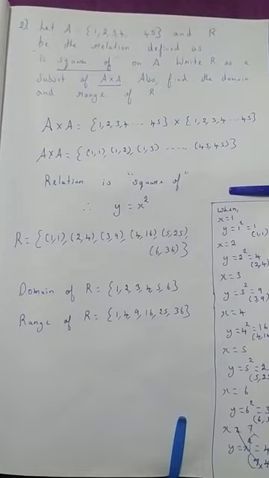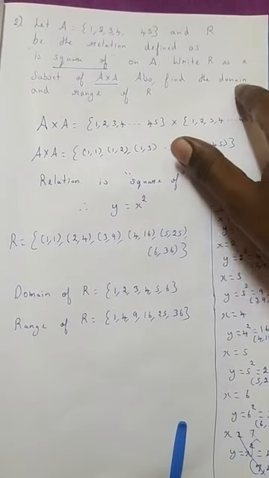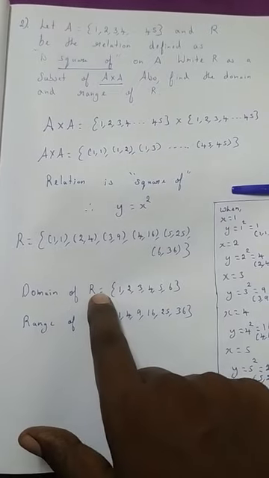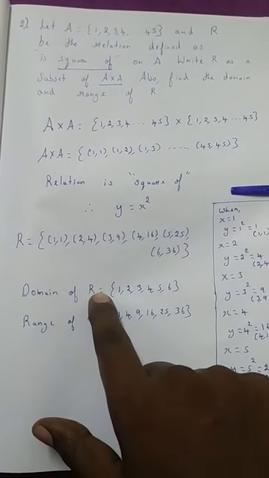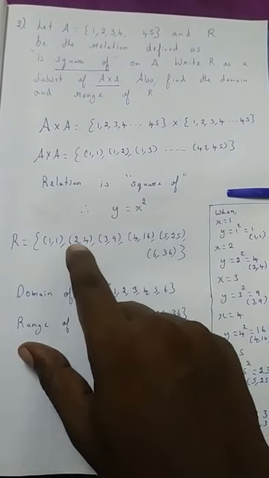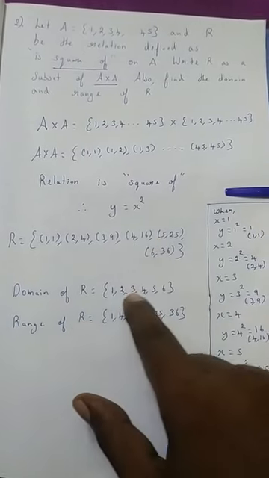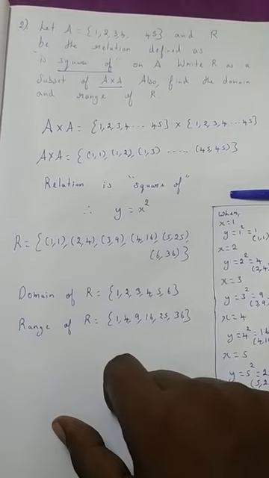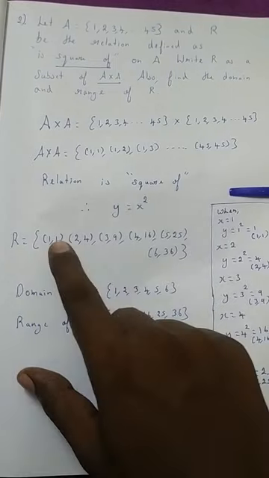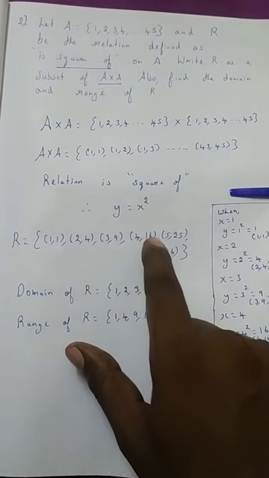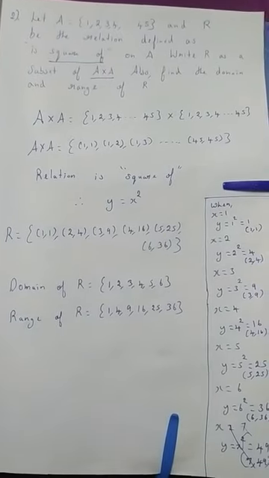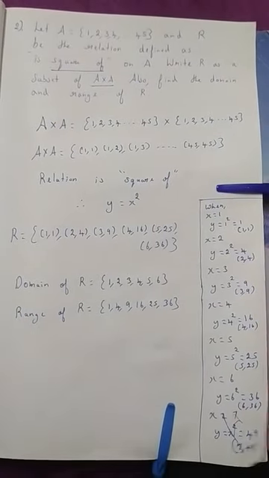So the question is "square of", and the relation is 1, 1, 2, 4, 3, 9, 4, 16, 5, 25, 6, 36. The next part is to find the domain and range. We already know domain is the set of all the first elements in the ordered pairs. What are the first elements? 1, 2, 3, 4, 5, 6. Range is the set of second elements in the ordered pairs. What are the second elements? 1, 4, 9, 16, 25, 36. Right? So relation, domain, range, and that's all about this question. Thank you.